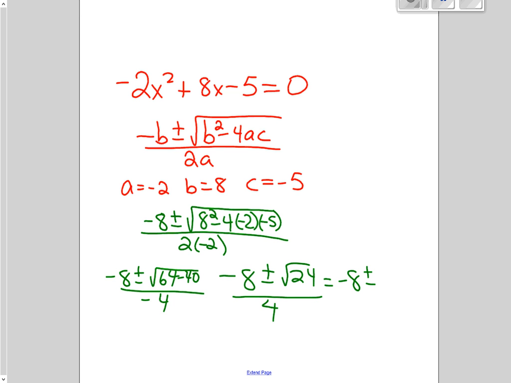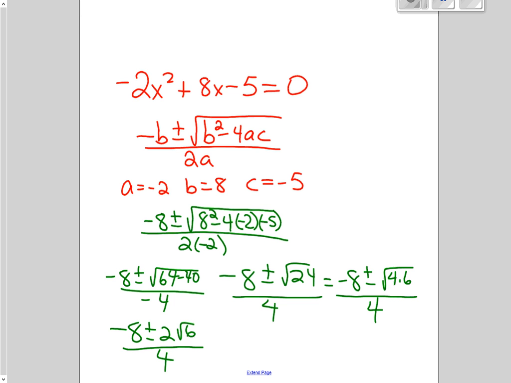Negative 8 plus or minus. All right, 24 is the same thing as 6 times 4, or 4 times 6. And the square root of 4 is going to be 2. So negative 8 plus or minus 2 root 6 all over 4.